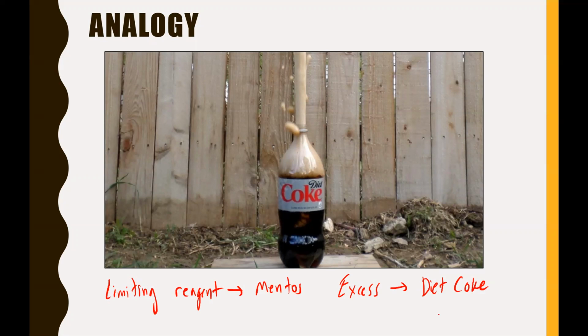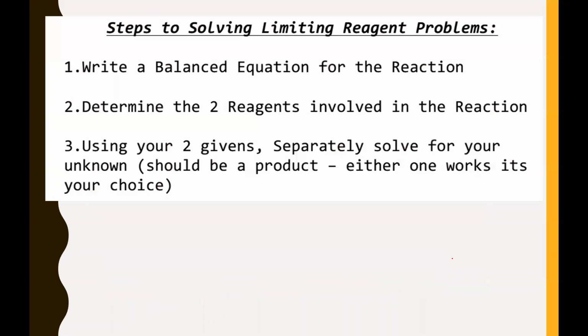But the question that comes from that is, how do you predict which one is the limiting reagent and which one's the excess reagent? How do you know which one you have more of? Do you go by the volume? Do you go by the mass? Well, let's see. All right, so in your notes, steps to solving limiting reagent problems. There's something I'm going to ask that you change here, but we'll start with the first two because I think the first two steps are just fine.